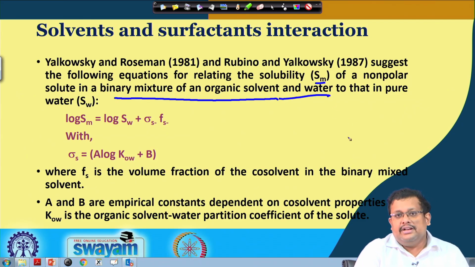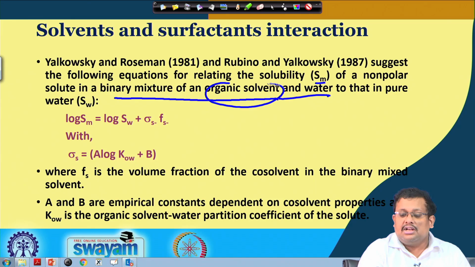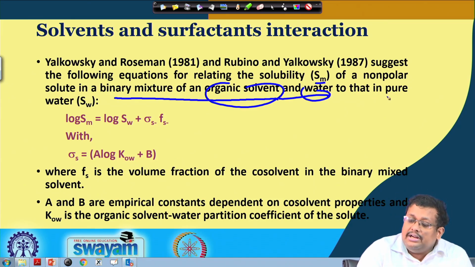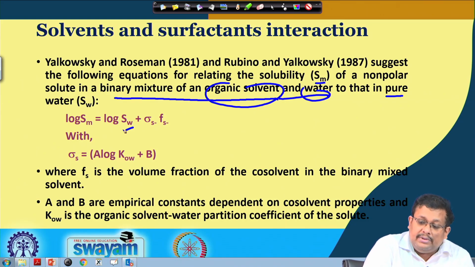So, this binary solvent is basically a binary mixture of an organic solvent and water, compared to that in pure water. If you consider the solubility of that particular substance in pure water as Sw, we get this relationship. So, the logarithm of solubility of a nonpolar solute in a binary mixture is basically the summation of its solubility in pure water plus this term.